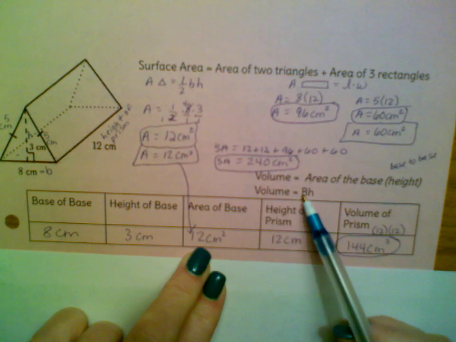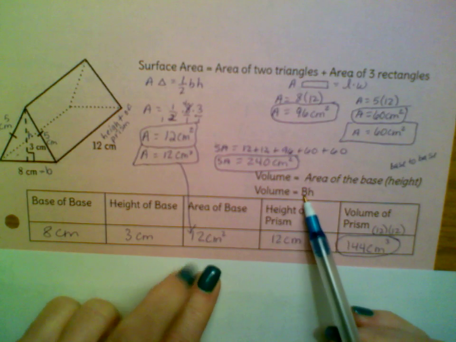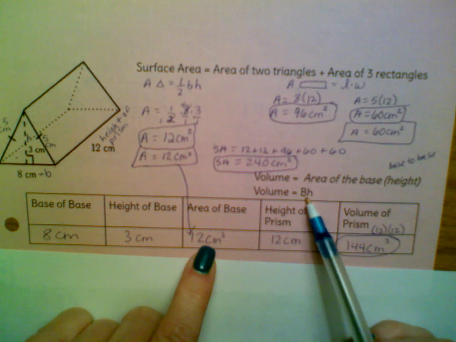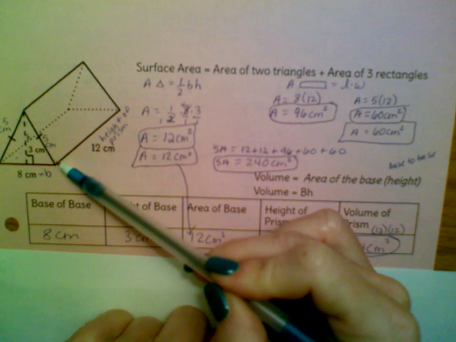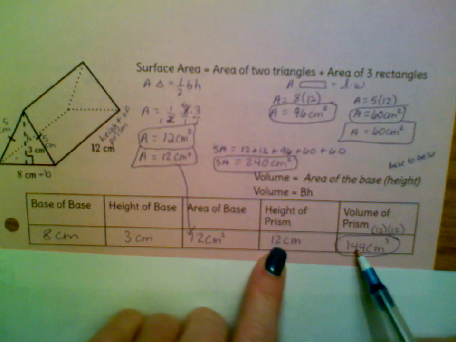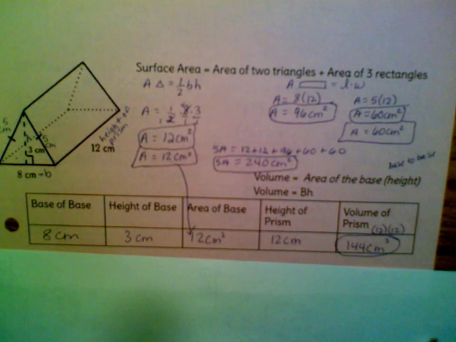So to find the volume, it's the area of the base, that's what this capital B stands for, that's this 12, times the height, that's this 12. 12 times 12, 144 centimeters cubed.